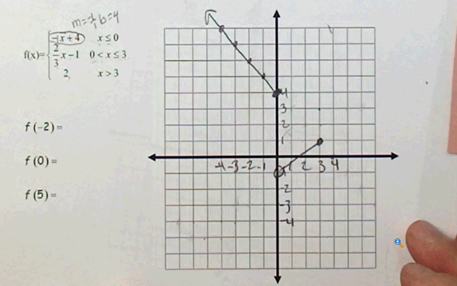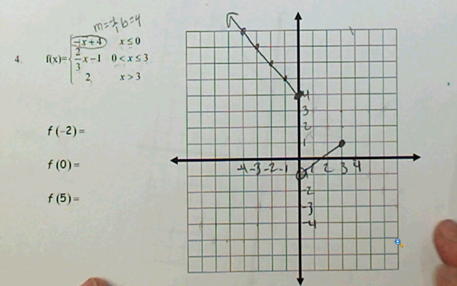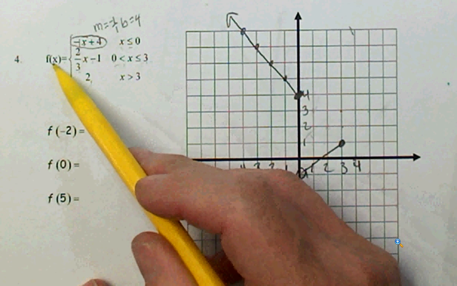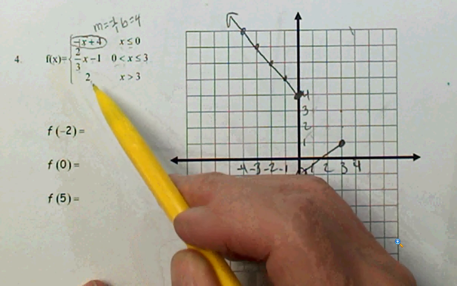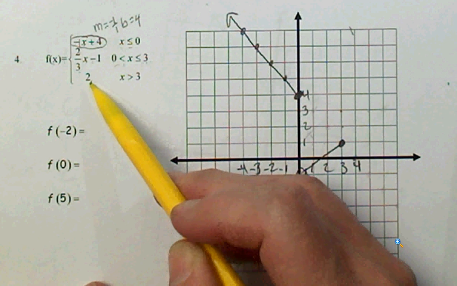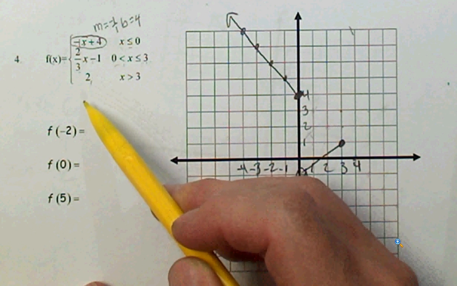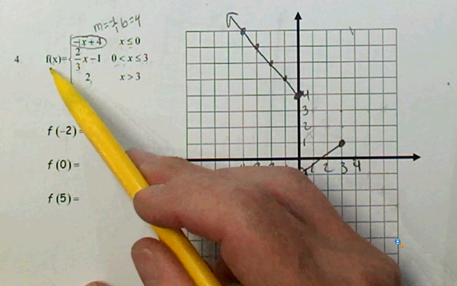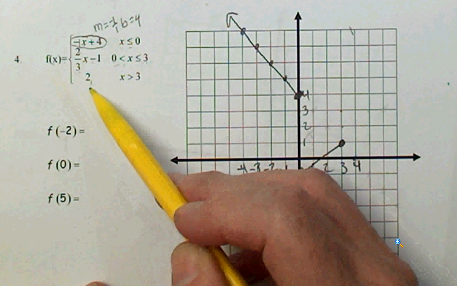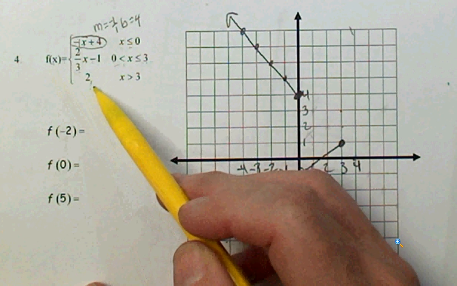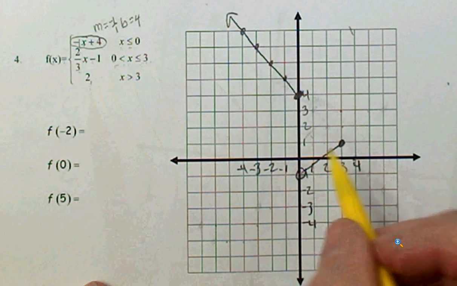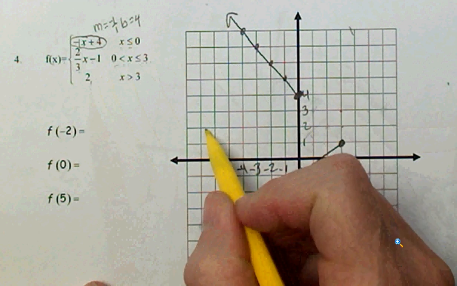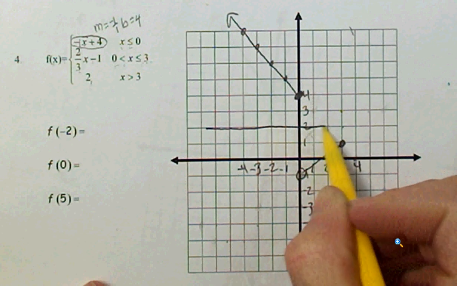Some people get a little confused on this last piece because it just says that y equals 2. Remember, when the variable x isn't here, it means that y is constantly 2. It really means that the slope is 0. It means that this is a horizontal line. Y is 2, so it's this horizontal line right here.